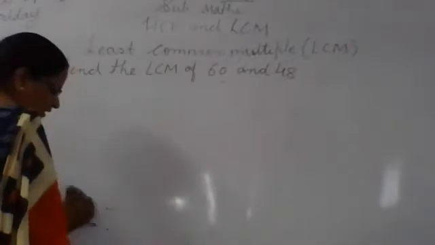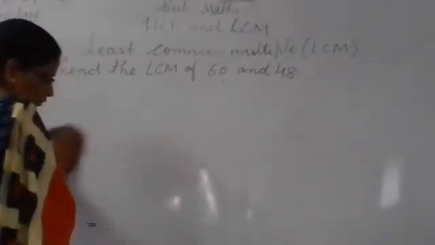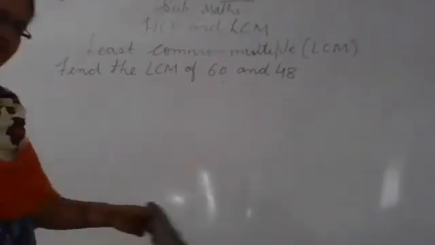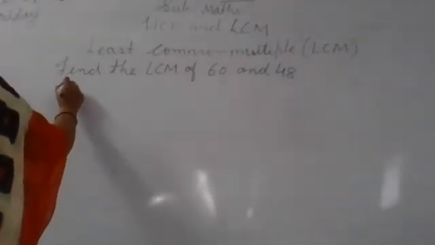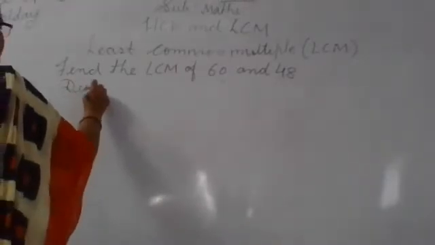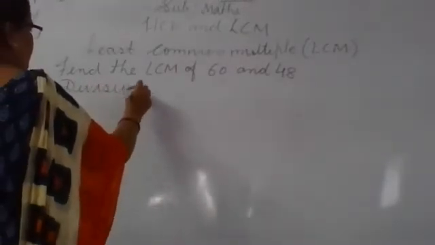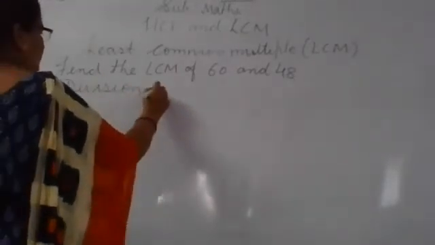Common division method. What is it? Common division method is the quick and easy method. So quickly you can find the LCM of the given numbers by using the division method.